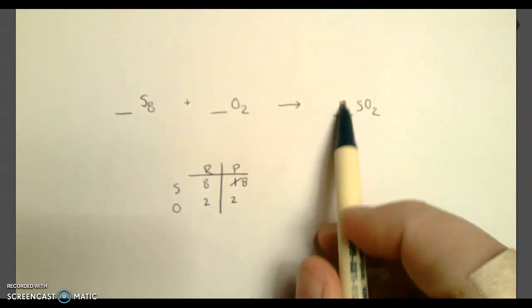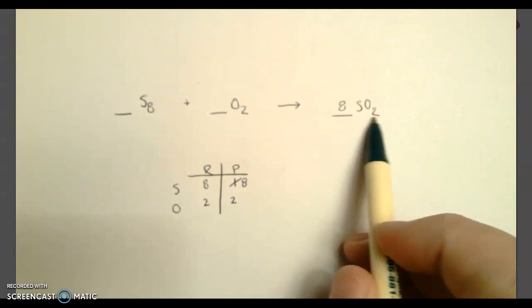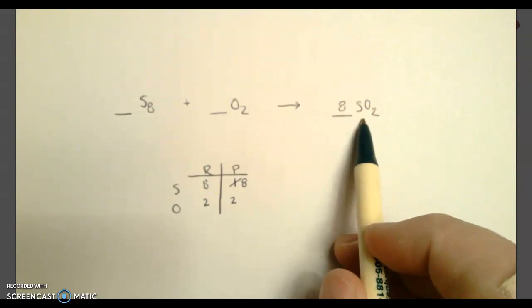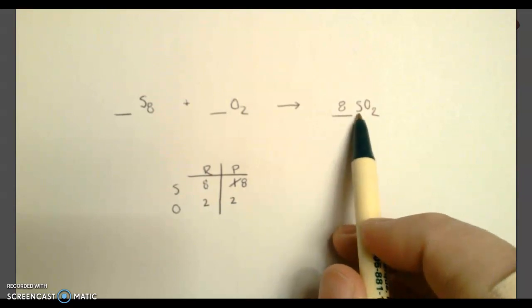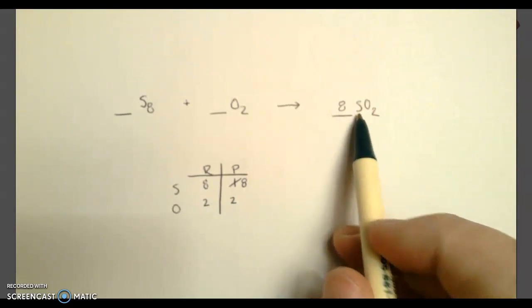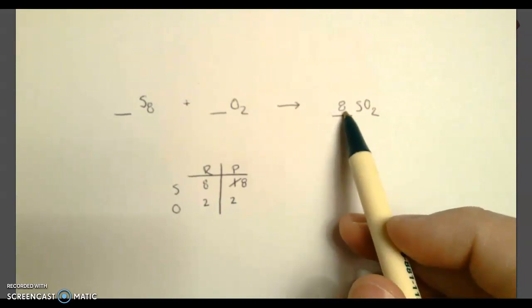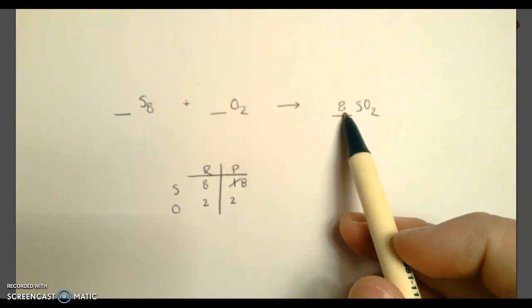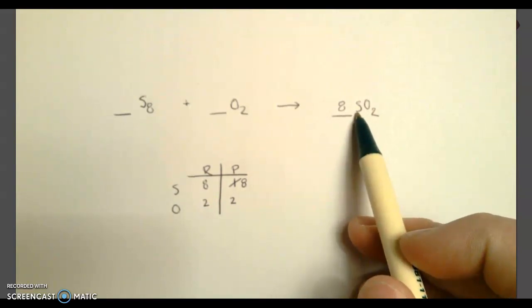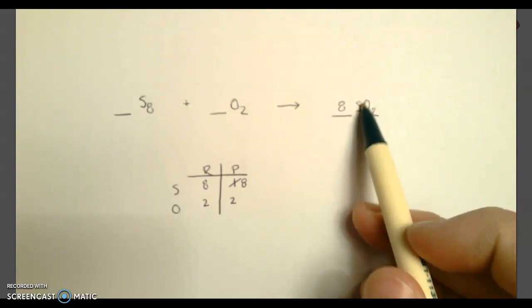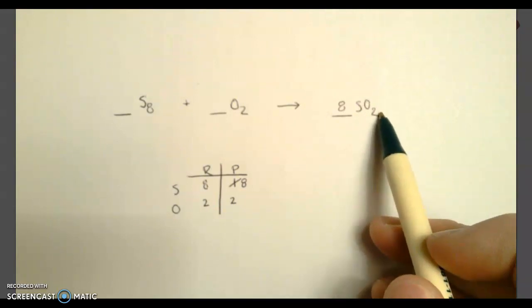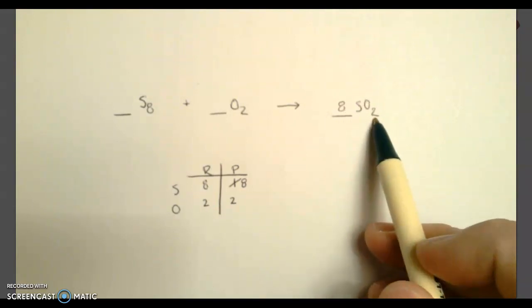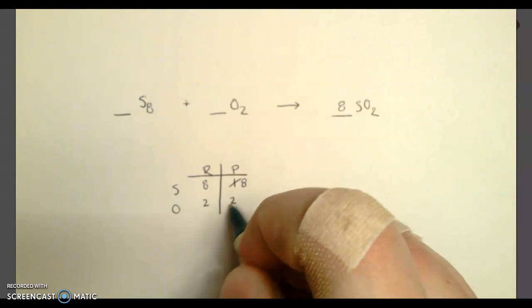Unfortunately, when we have a coefficient in front, that coefficient operates on the molecule as a whole. It is not just limited to the one that is convenient for us that we want it to work on. It's going to apply to the molecule here as a whole. And so I have 8 sulfurs, and I also have 8 of these O2s that are in the molecule, so 8 times 2 is 16.